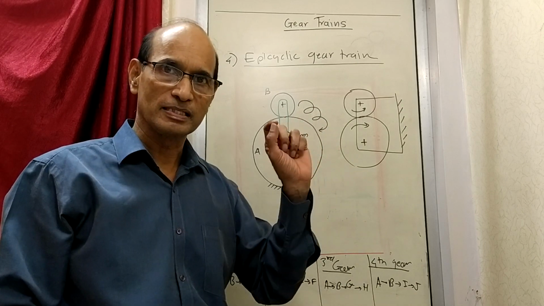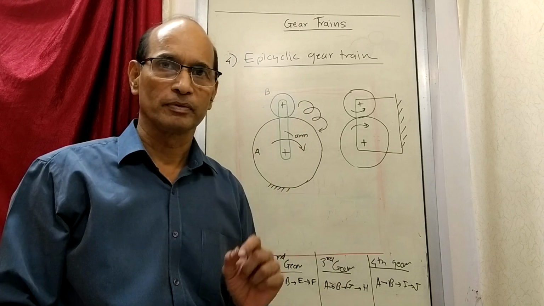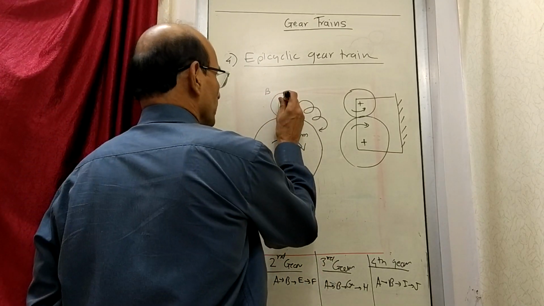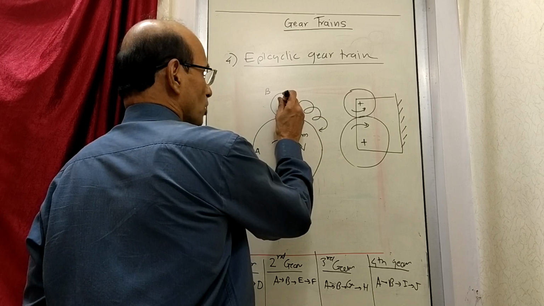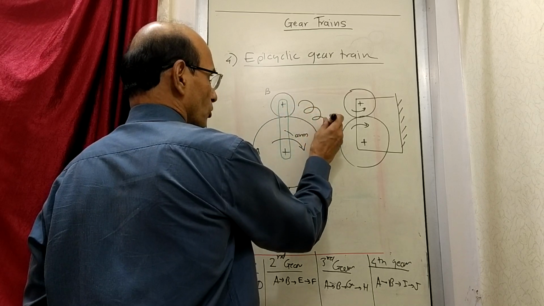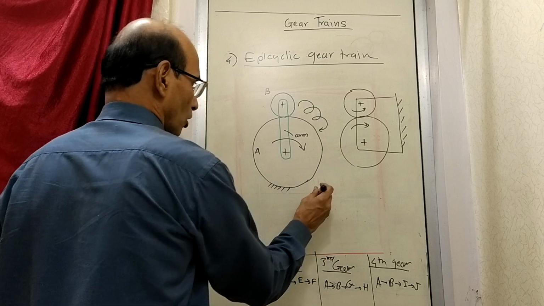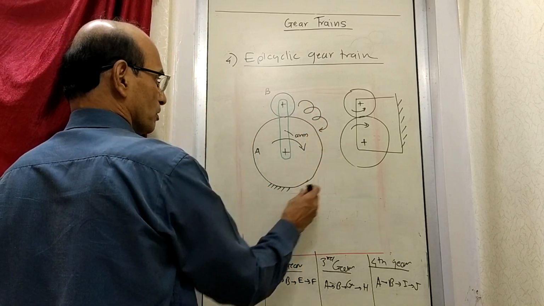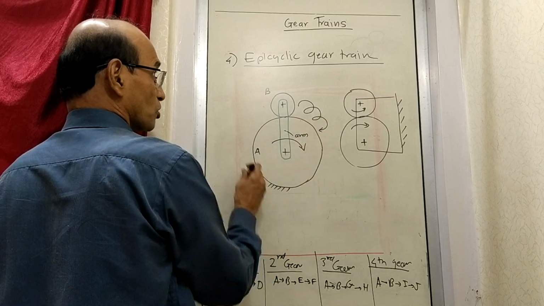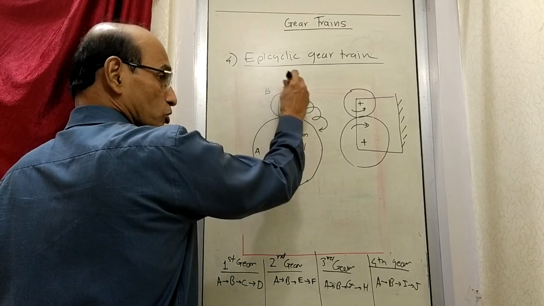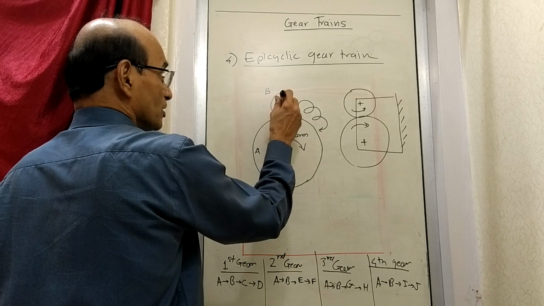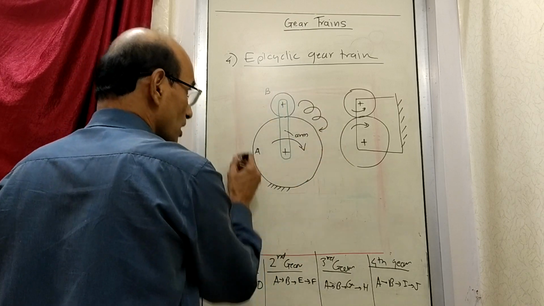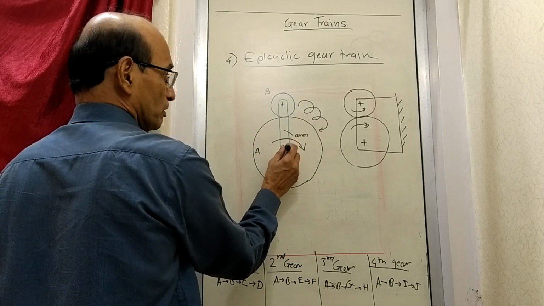You will see the definition says that the axis of some of the gears rotate. Now you can see here which axis is rotating. If you look at the axis of B, what is going to happen to it? The axis of B is going to move like this. So the axis of B is performing rotation. Gear B is also rotating about its own axis, and it is also rotating about the center of A.